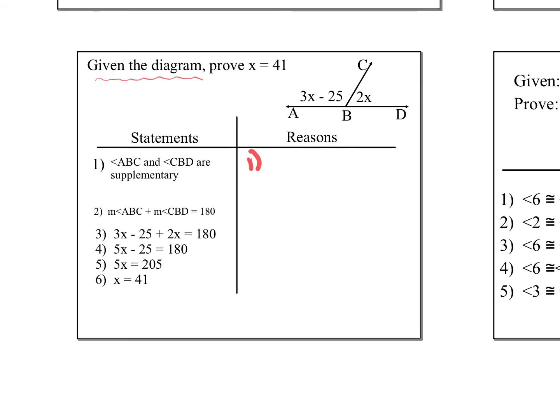Let's go over this now. So number 1, what allows us to say that angle ABC and CBD are supplementary? Nice, linear pair. Number 2, what allows me to say that now those two angles add up to be 180? So we're using the idea that they were stated as supplementary. Now we're saying by definition of supplementary.